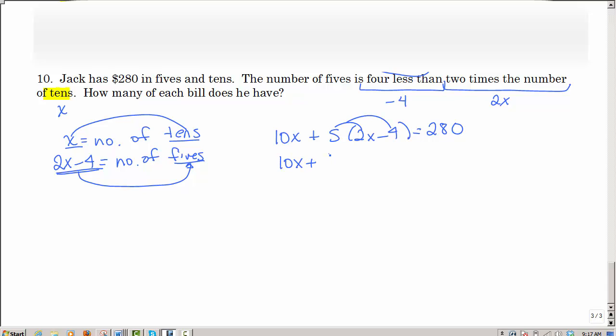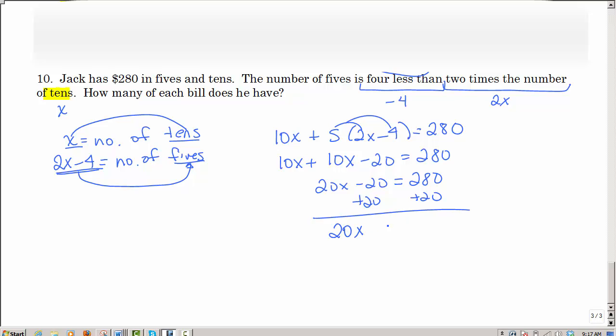So again, distributing, collecting like terms, adding 20, and not stopping. Okay, what does X stand for?